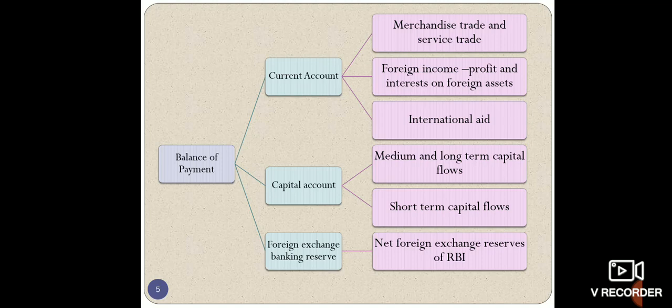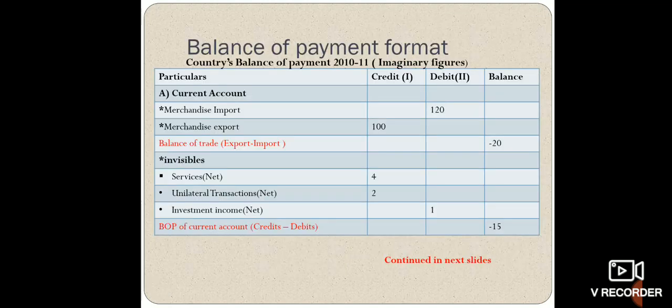Next one is the capital account. So capital items will come here. Medium and long term capital flows and short term capital flows also come under the capital account. Foreign exchange bank reserves is the net foreign reserves of the RBI. So how much foreign exchange reserve do you have? That is what is mentioned under the foreign exchange banking reserve account. So let's see the format of the balance of payment.